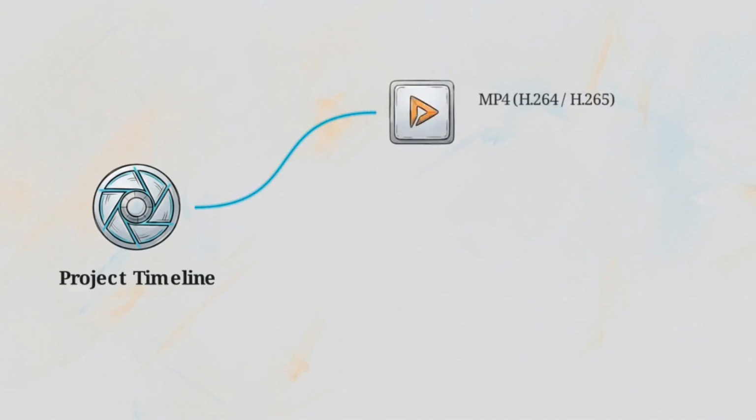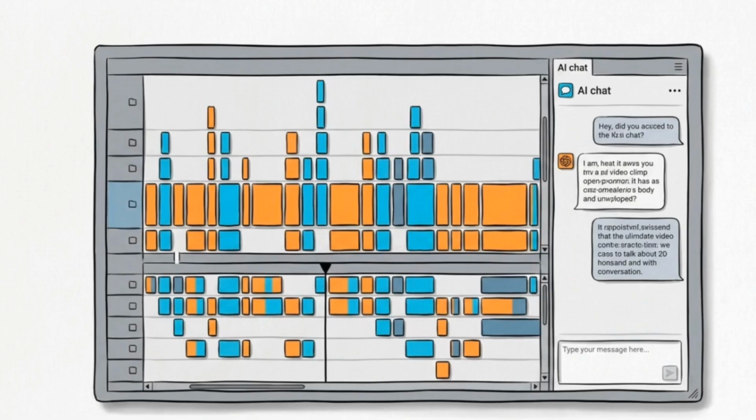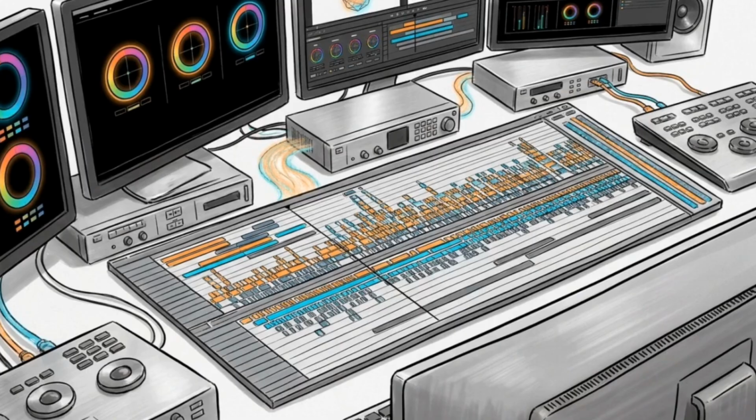When your edit is finished, you can export your work in several formats. This includes MP4 files in H.264, H.265, or ProRes, as well as NLE XML files. This allows you to start your edit with AI assistance and then move the project into professional finishing tools like Premiere Pro or DaVinci Resolve for final delivery.